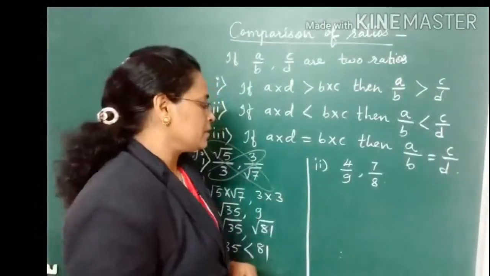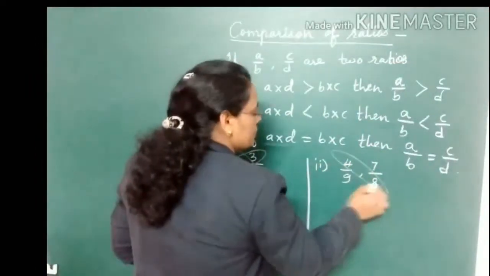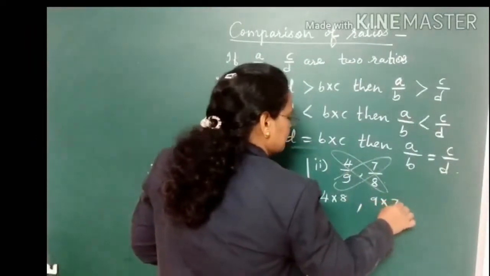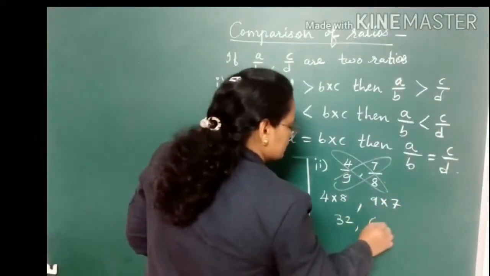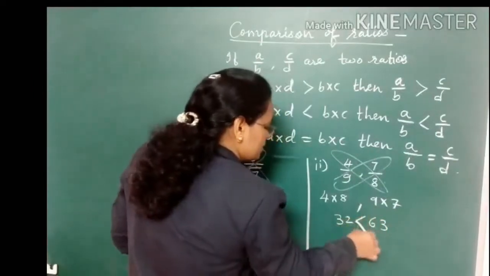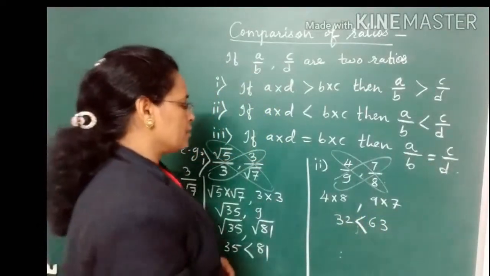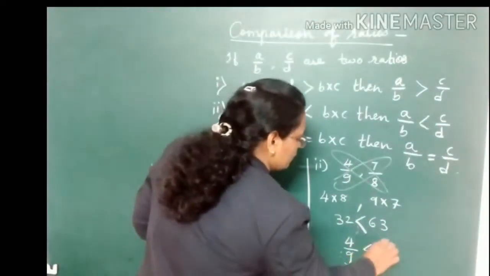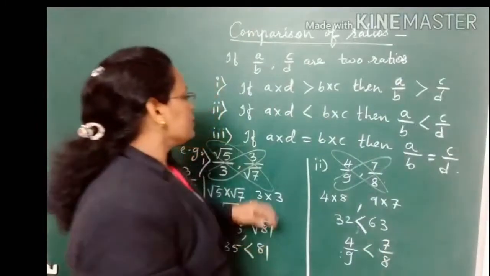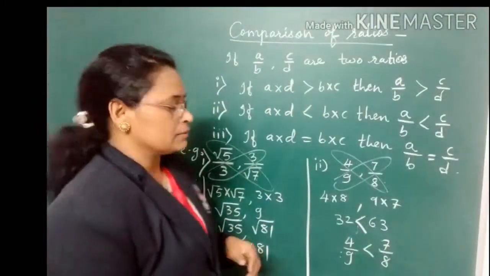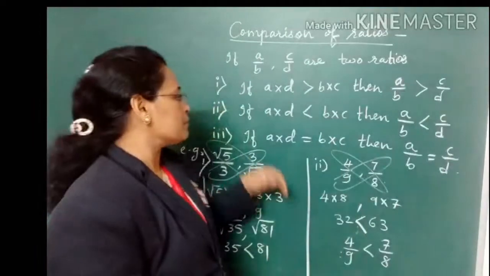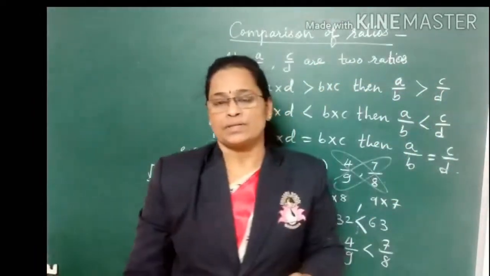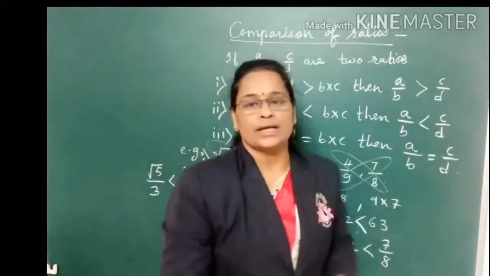Now see this example. Here also we'll have multiplication of 4 and 8, and 9 and 7. So here 4 8s are 32, 9 7s are 63. Of course 63 is greater here, and therefore we can say 4 is to 9 is smaller than 7 is to 8. Like that way if you solve any different examples, you can go through any one of the rules. You will get the comparison between these two ratios, whether it is greater than, smaller than or equal.